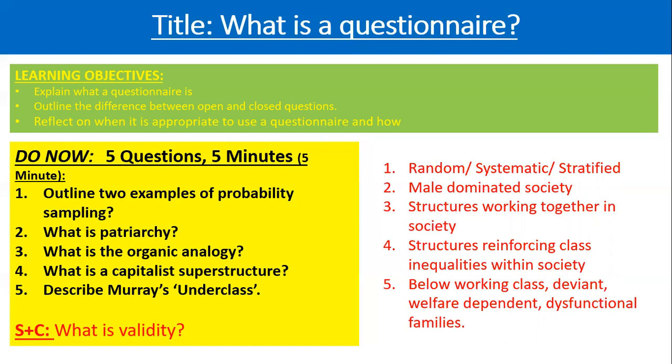And then patriarchy, so that's simply a male-dominated society. The organic analogy is a functionalist concept, so it's when structures work together in society. And then for number 4, capitalist superstructures, so it's kind of the opposite of the organic analogy. It's actually a Marxist concept, and it's when structures reinforce class inequality within society.